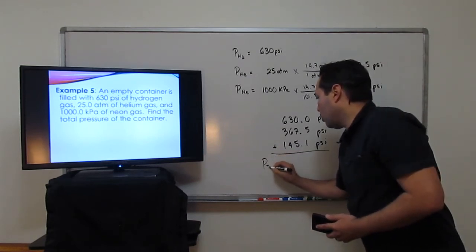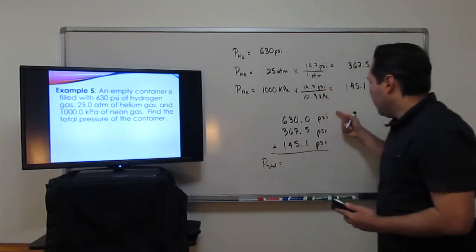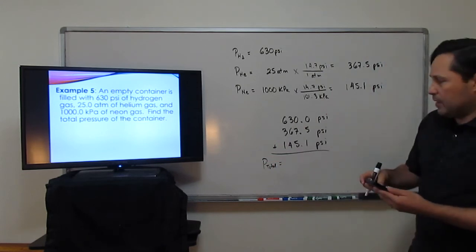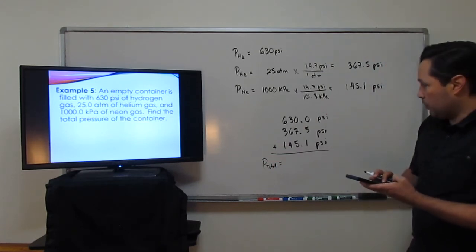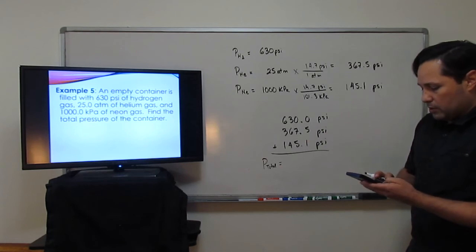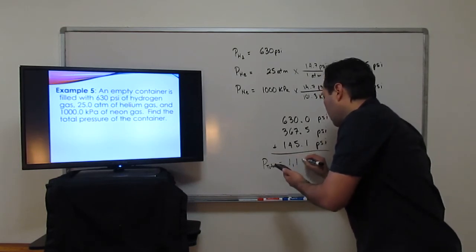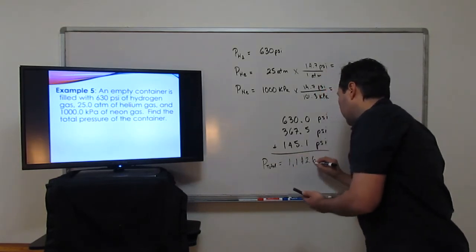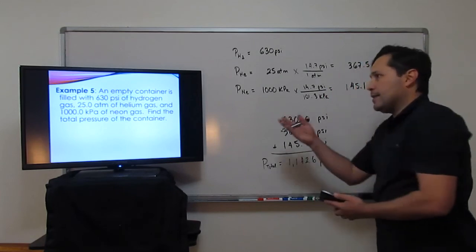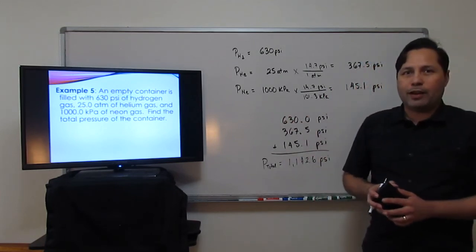So P total, it's all of these added together. The answer will be in psi, so it's going to be 630 plus 367.5 plus 145.1. It's going to give us a total of 1,142.6 psi, and that is our answer for example number 5.